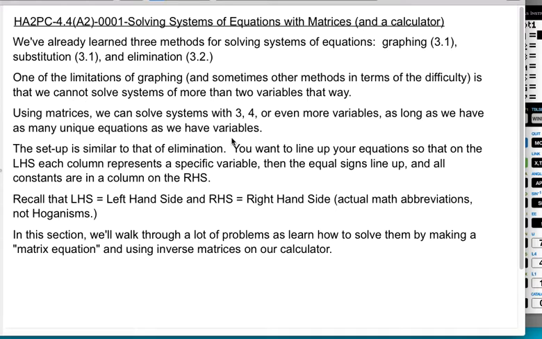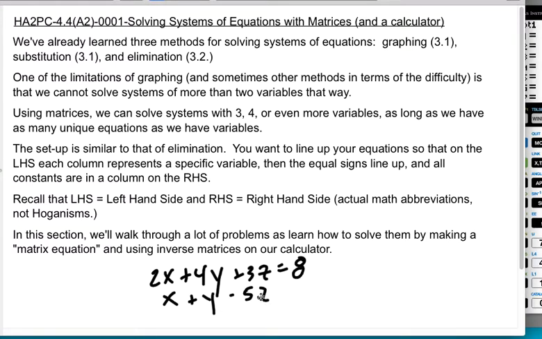So if, for instance, you had x, y, and z, you would need 3 unique equations. If you had x, y, z, and w, you'd need 4 unique equations. So the setup is really similar to what we see with elimination. You're going to want to line up your equations so that on the left-hand side, each column is a specific variable, so something like this: 2x plus 4y plus 3z equals 8. I'm just making up an equation. And x plus y minus 5z equals 0, and 3x plus z equals 2, right?